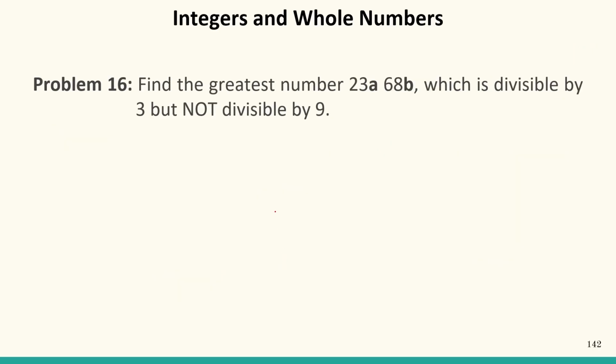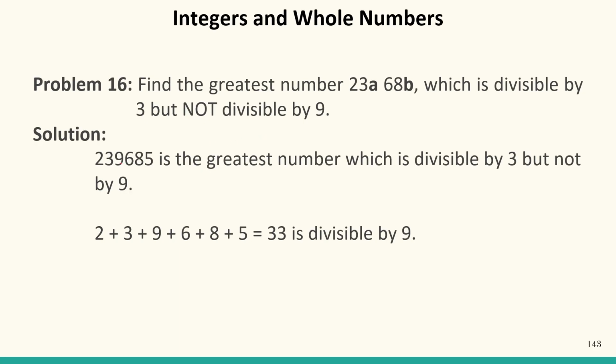Okay, so find the greatest number 23a68b which is divisible by 3 but not divisible by 9. Basically the sum of all the digits should be divisible by 3 and should not be divisible by 9. That is what we want to calculate. So 239658 is the greatest number which is divisible by 3 but not by 9. So how? 2 plus 3 plus a plus 6 plus 8 plus b. So this is equal to what?